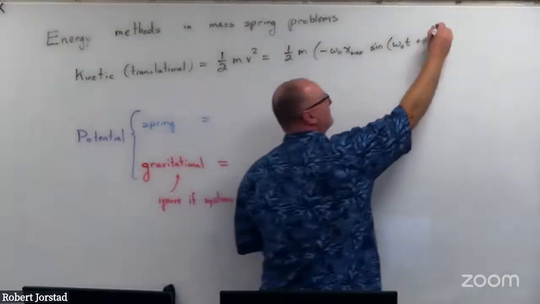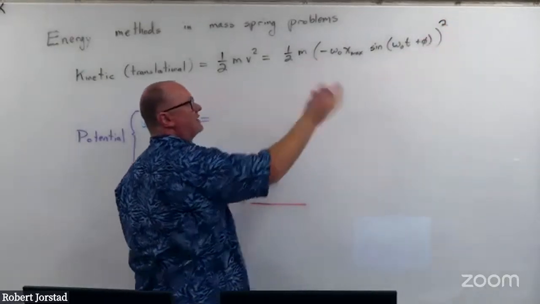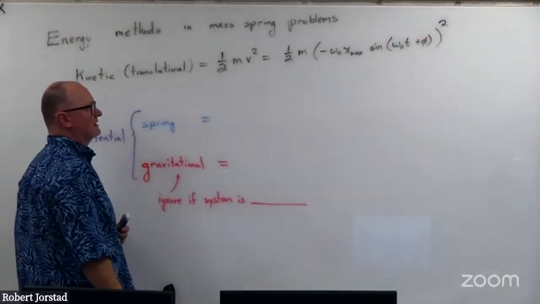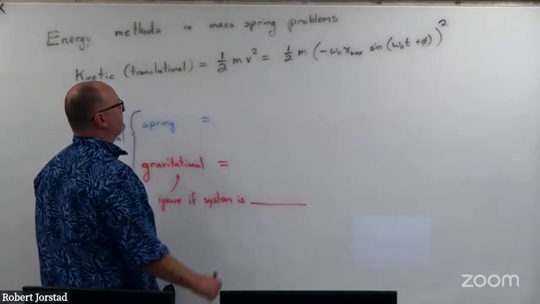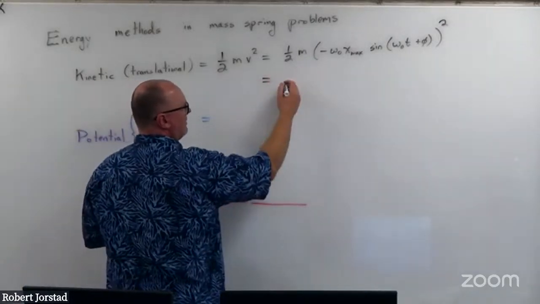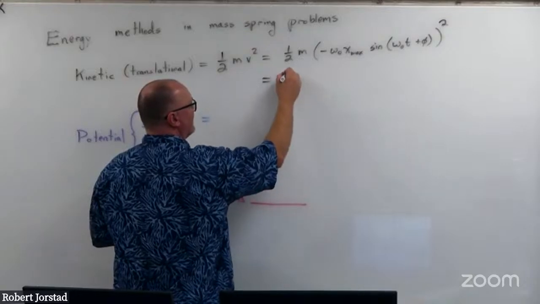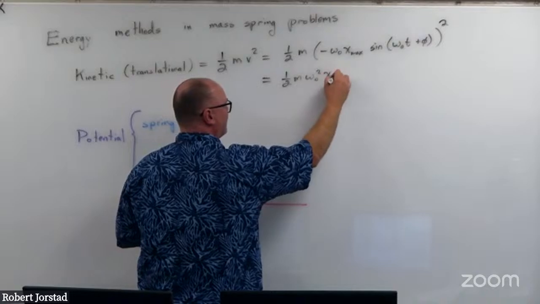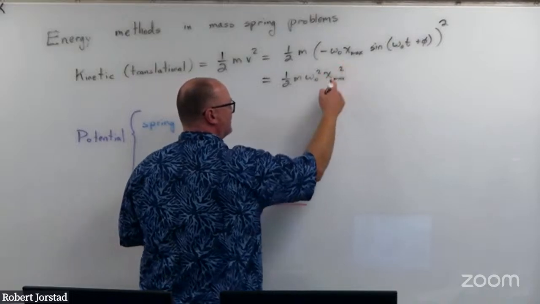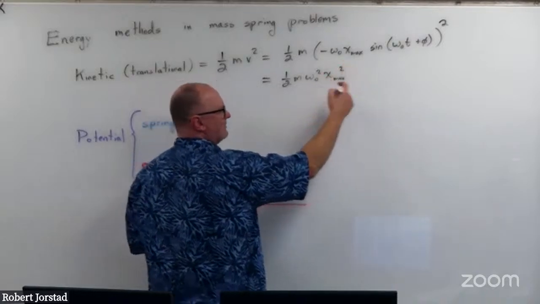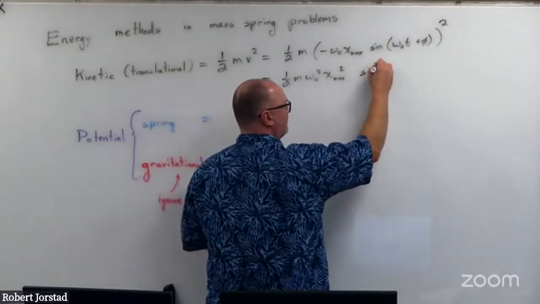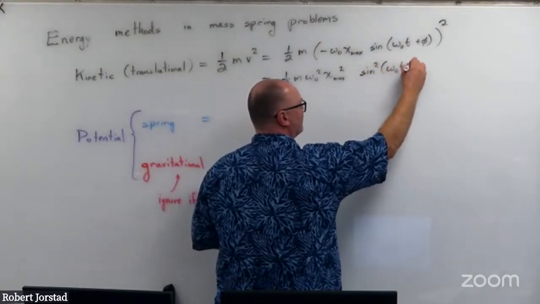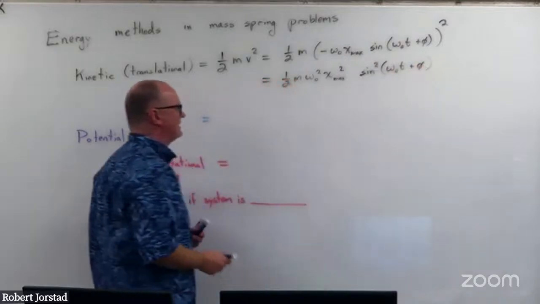Squared. In this case, the minus sign will drop because it's inside the parentheses. All right? If we square that equation out, maybe you're faster than me, I get a 1/2 m omega naught squared x max squared. Remember, x max, amplitude, same thing, but we get a sine squared of omega naught t plus phi.